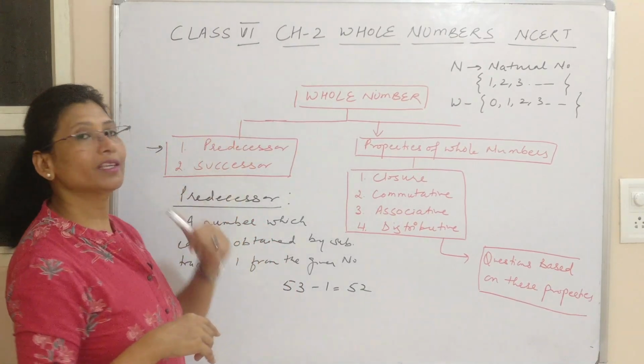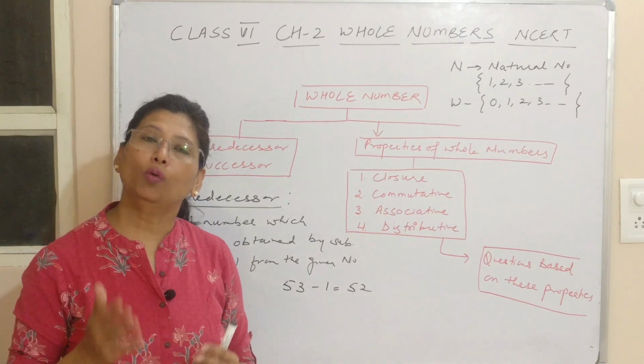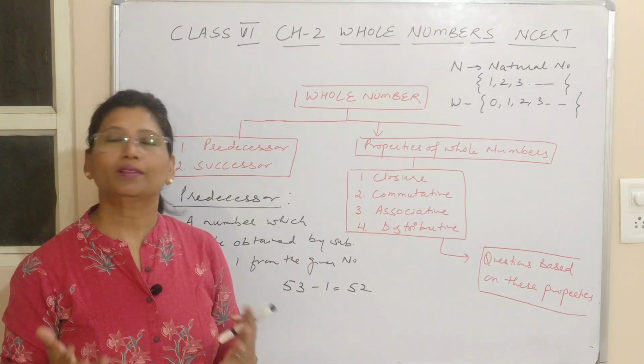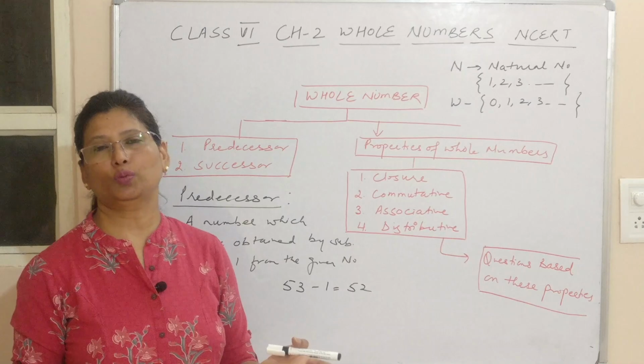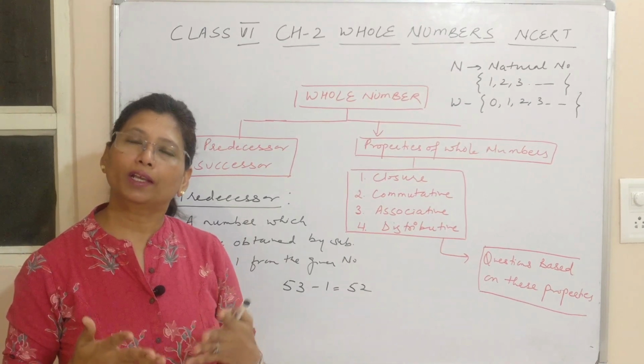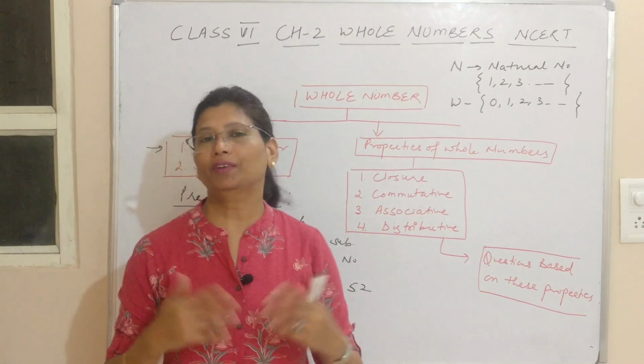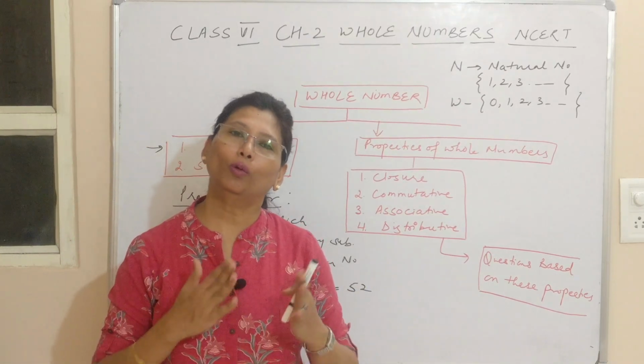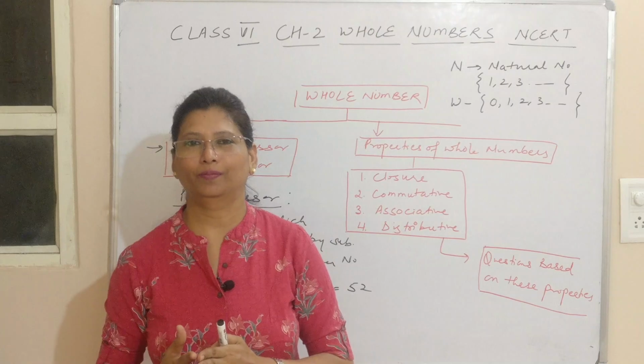In the same way, what is a successor? A successor is obtained by adding 1 to the given number. So what is the successor of 0? This is 1. Successor of 1? This is 2. So you all know this is very simple. But the question becomes interesting when it is dealt with whole numbers and natural numbers.